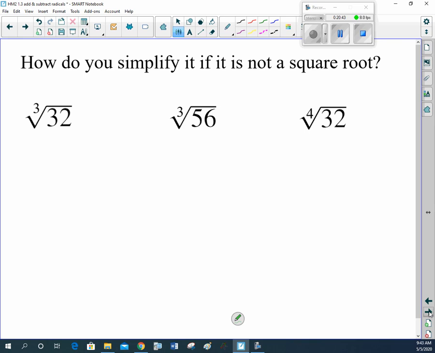Okay. How do you simplify something if it's not a square root? If it's a square root symbol, we look for perfect square factors. If it's a different root, you look for perfect cube factors. So what are the cube numbers?